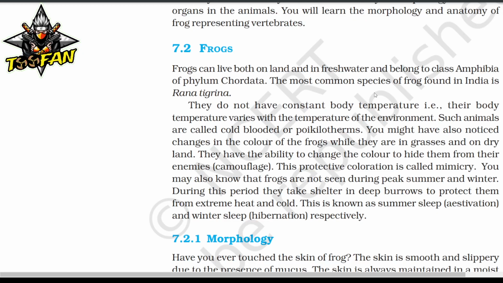You might have also noticed changes in color of the frog while they are in grass or on dry land. They have the ability to change the color to hide themselves from their enemies. Camouflage. This protective coloration is called mimicry. You may also know that frogs are not seen during peak summer and winter. During this period, they take shelter in deep burrows to protect themselves from extreme heat and cold. This is known as summer sleep, or estivation, and winter sleep, or hibernation, respectively.